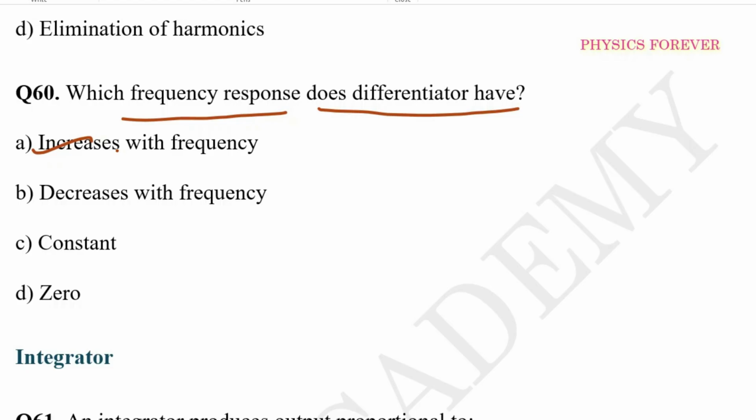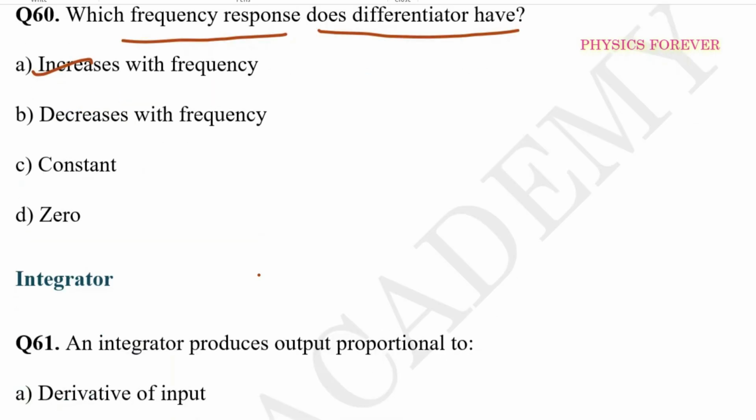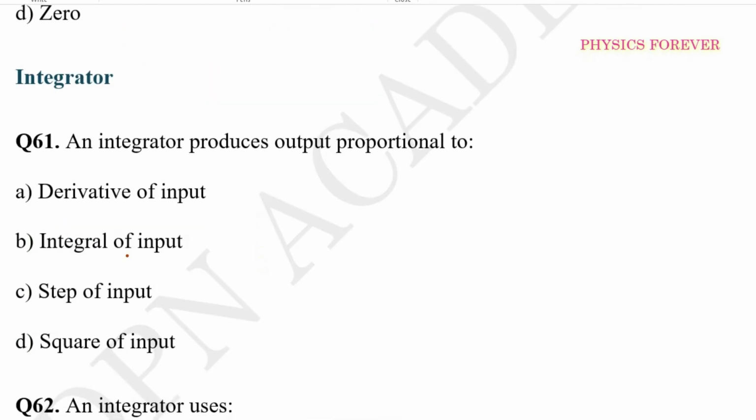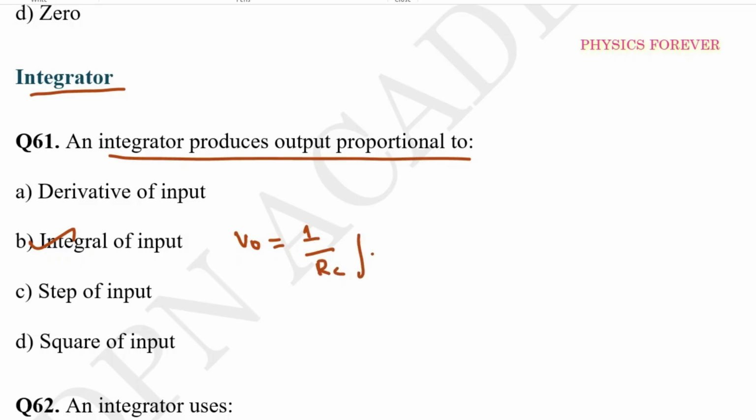It should be high-pass behavior. So option A is correct, increases with frequency. Okay, so next, integrator. An integrator produces an output proportional to the integral of the input. There should be integration, then V0 is equal to 1 by RC times the integral of Vin dt.